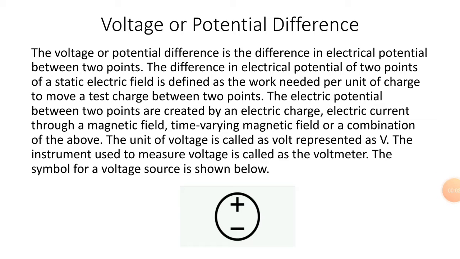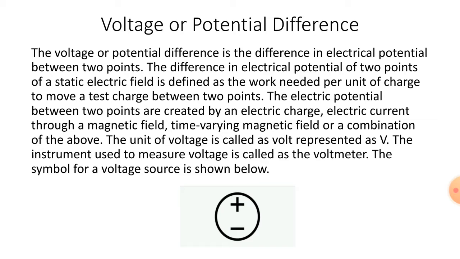Voltage or potential difference. The voltage or potential difference is the difference in electrical potential between two points. The difference in electrical potential of two points of a static electric field is defined as the work needed per unit of charge to move a test charge between two points. The electrical potential between two points is created by an electric charge, electric current through a magnetic field, time-varying magnetic field, or a combination of the above.